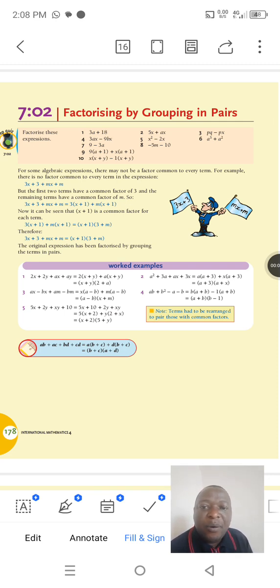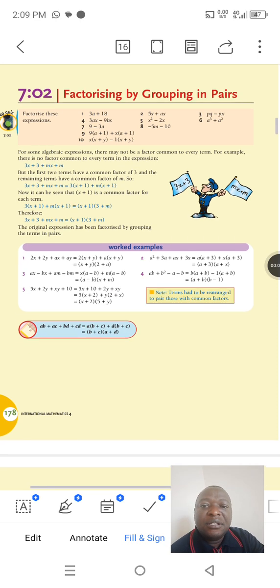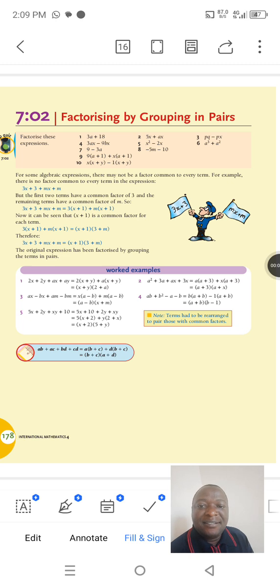Question number 1, 3a plus 18. Now, how do we factorize 3a plus 18? 3a is the first term, 18 is the second term. What is the highest common factor between the two terms? It is 3. So we factorize 3. Then we have an expression as 3 into a plus 6.